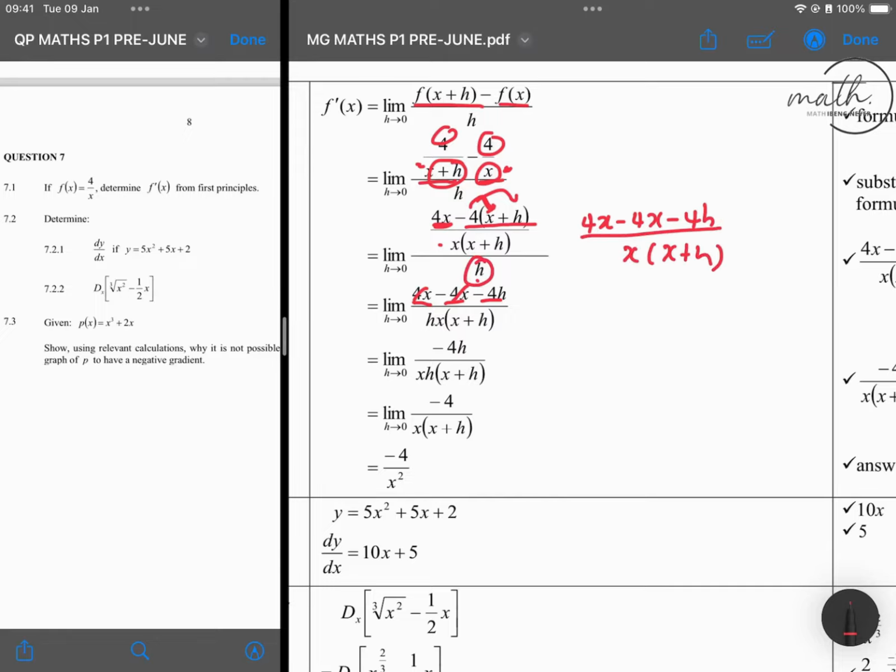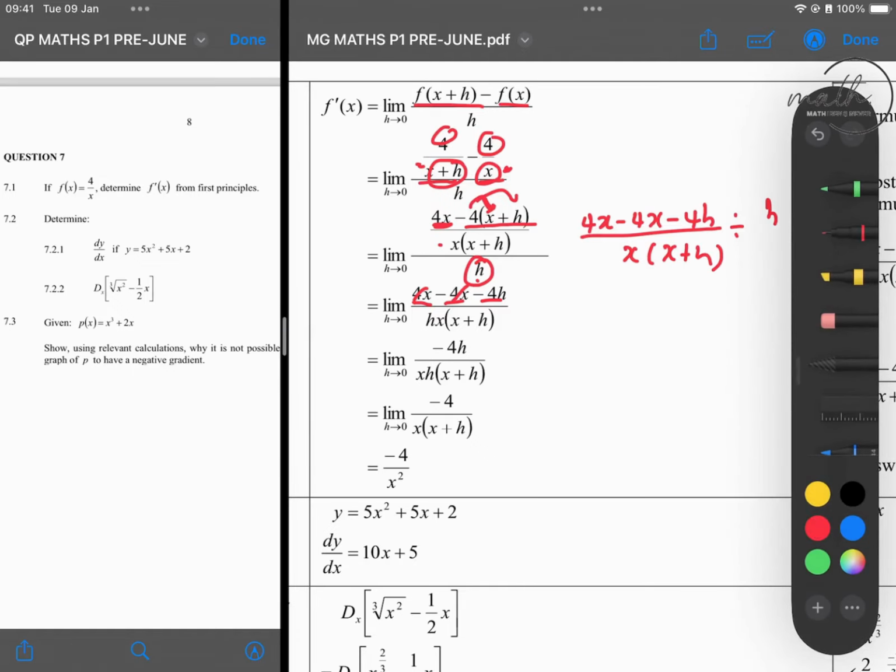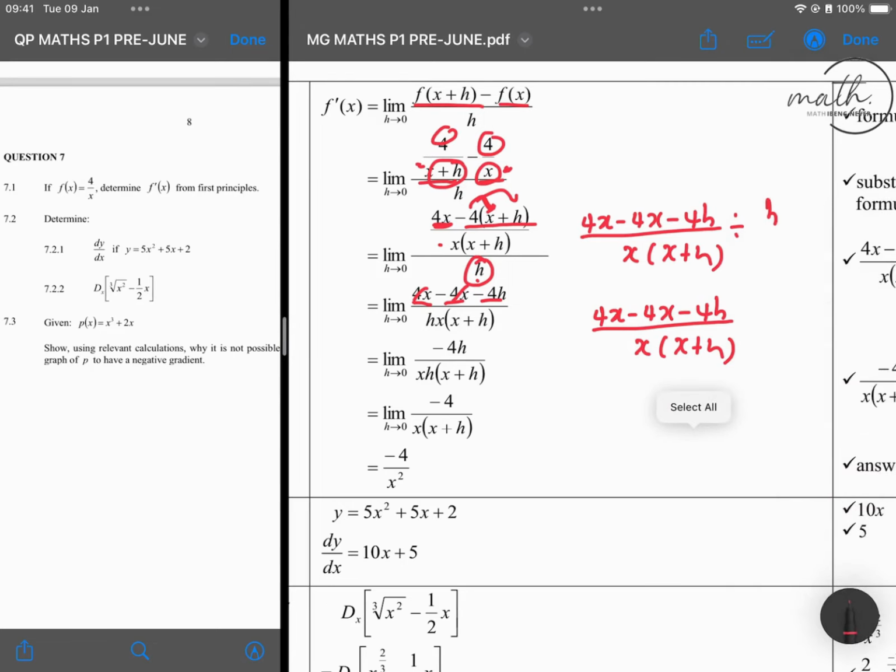Now they divided, let's put it here, divided by h. Now we change the division to multiplication. When you do that, the following happens. You just duplicate it. So if you change it to multiplication, you're just going to have times 1 all over h. Again, this cancels that basically.